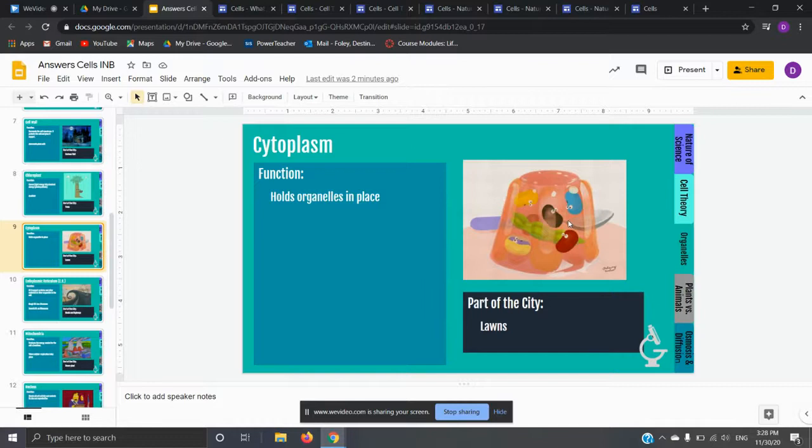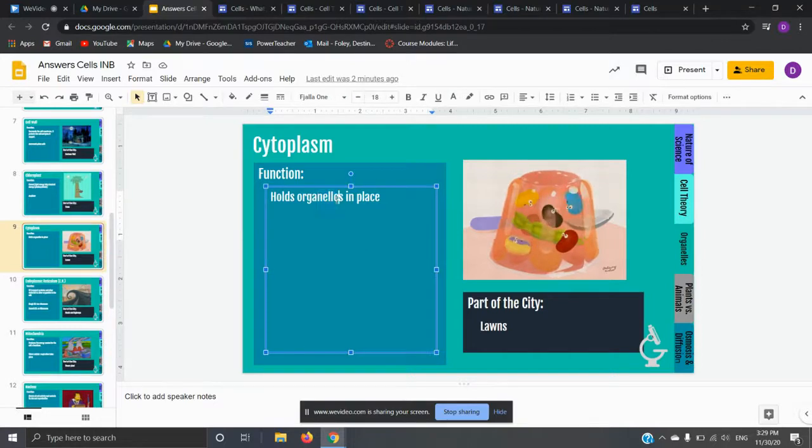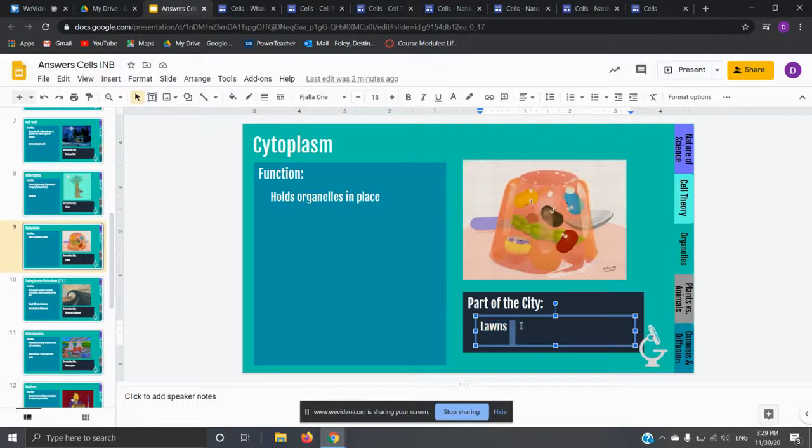So the inside of your cells have this gel-like material. That's not quite the word, but you get it. That holds everything in place. It's not necessarily an organelle, but it holds the organelles in place. And something to compare it to in the city are the lawns. So the lawns help hold everything up and in place in the city. If the lawns disappear, you have nothing to hold your city in place.